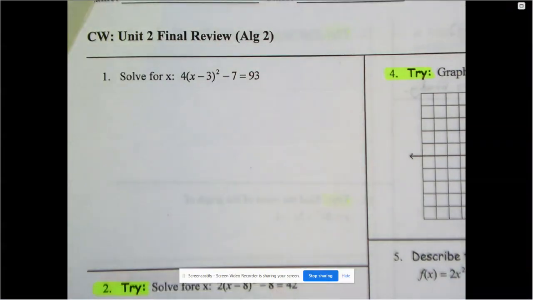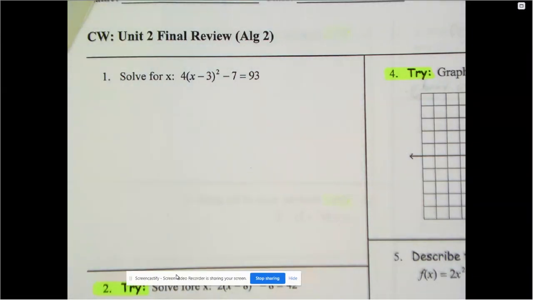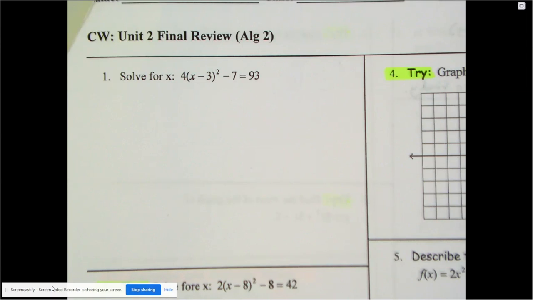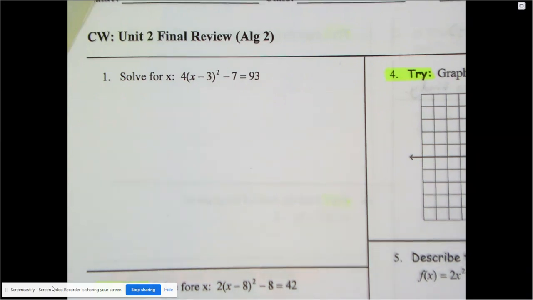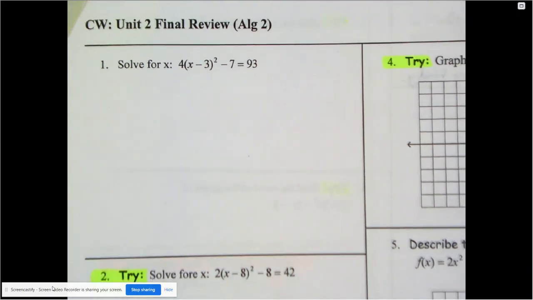So for today, we're going to be doing the classwork Unit 2 final review. Again, as we prepare ourselves for the final next week, here are the we do, you do problems that we're going to be doing for today. They're a little bit mixed, but that's okay. You should be able to figure out which ones you are going to try. So you should be on page 11. Here we go. For question number 1, it says solve for x.